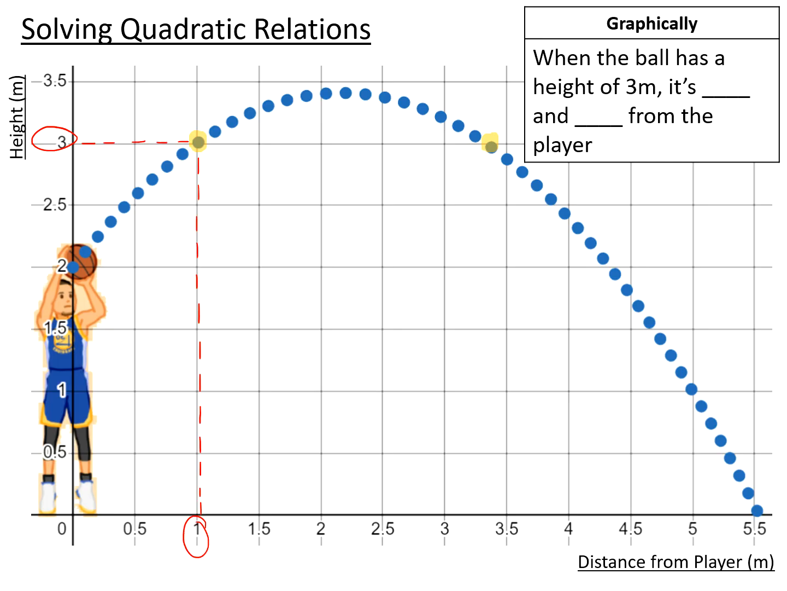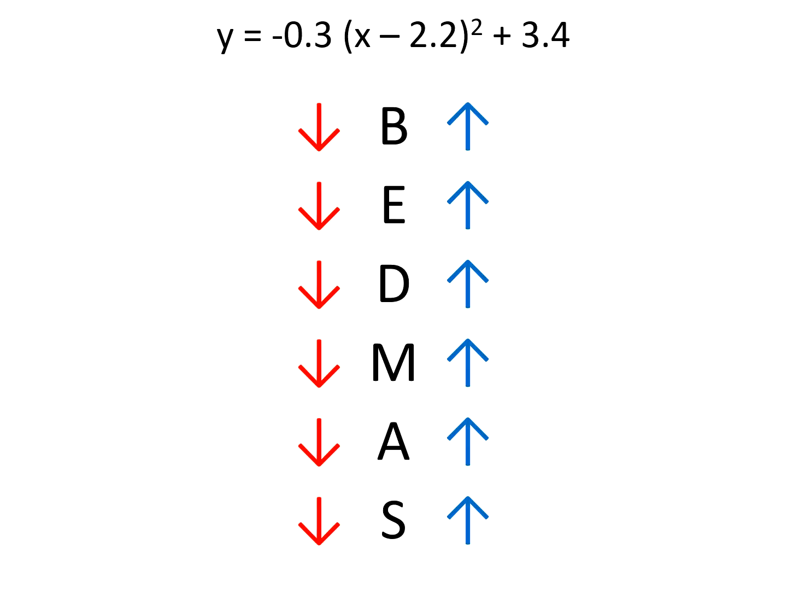The basketball has a height of 3 meters when it is 1 meter away from the player, and it has a height of 3 meters when it is about 3.4 meters away from the player. Therefore, when the ball has a height of 3 meters, it's both 1 meter and 3.4 meters from the player. This equation represents the basketball shooting a basketball from the free throw line. It happens to be in vertex form.